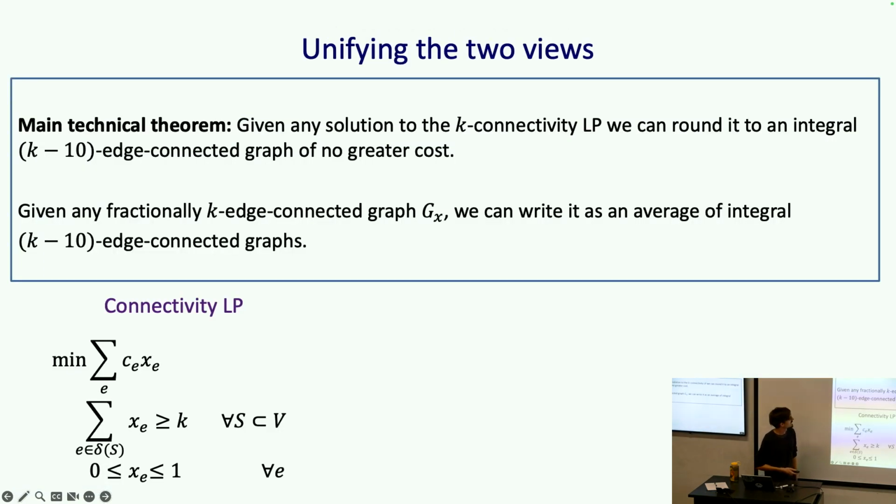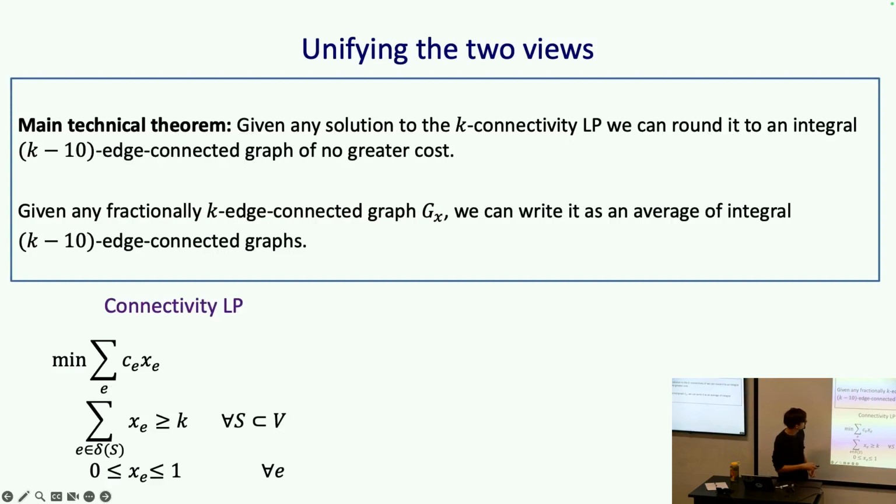All right. So just to unify the two intros now, we have this main technical theorem. The first one is a rounding theorem. Given a solution that's k edge connected, you can round it to a k minus 10 edge connected graph of no greater cost. The second was this averaging theorem. Given a k edge connected graph that's fractional, you can write it as an average of integral graphs that are k minus 10 edge connected. It turns out these are equivalent statements. So one is true if and only if the other is true. I won't prove that, but it's not too hard to see.